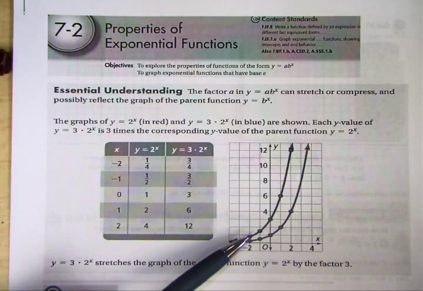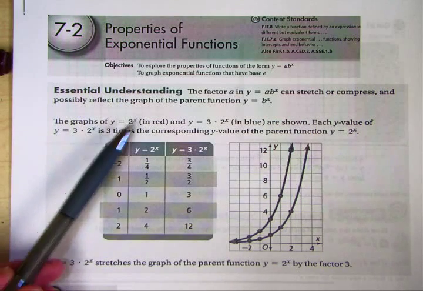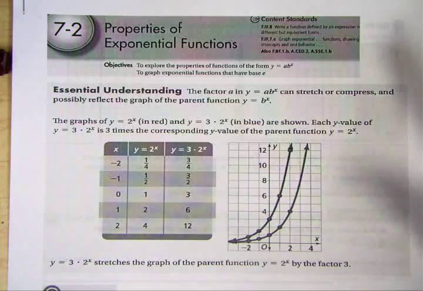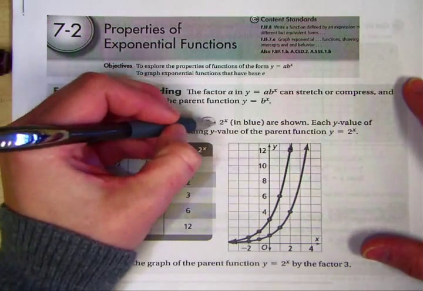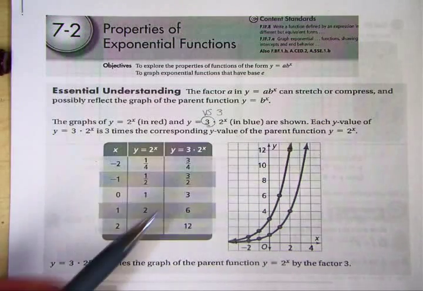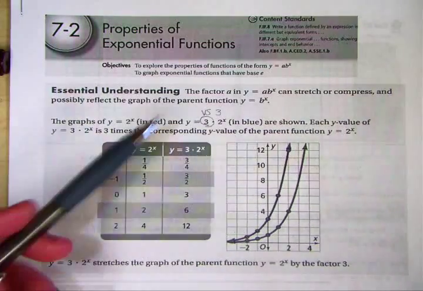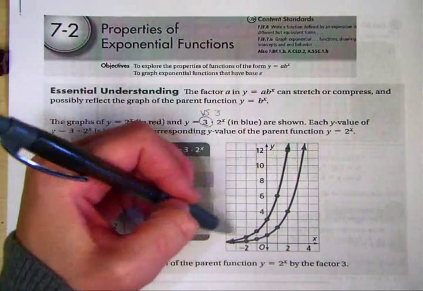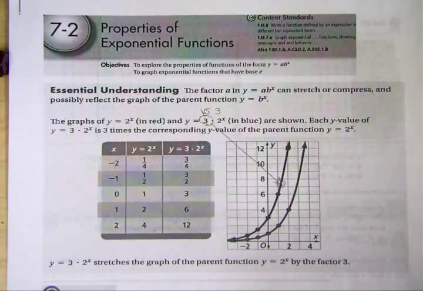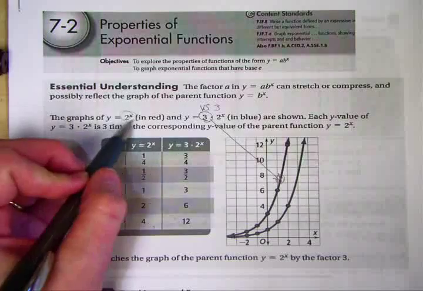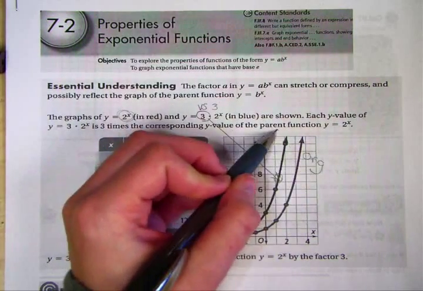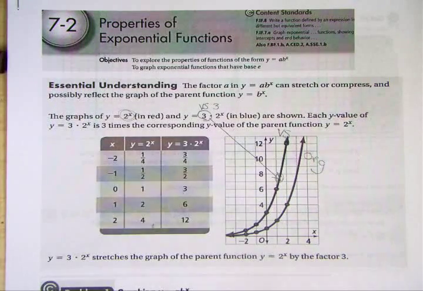We have the two graphs here. We have y equals 2 to the x power, and y equals 3 times 2 to the x power. It should be no doubt to you that this one would be vertically stretched by a factor of 3. If you look over here, you see this real tall one, the one that goes up a lot faster. That's the one that's stretched by a factor of 3. This one here, y equals 2 to the x, is the original. So this one's the original, and this is the one that's been vertically stretched.